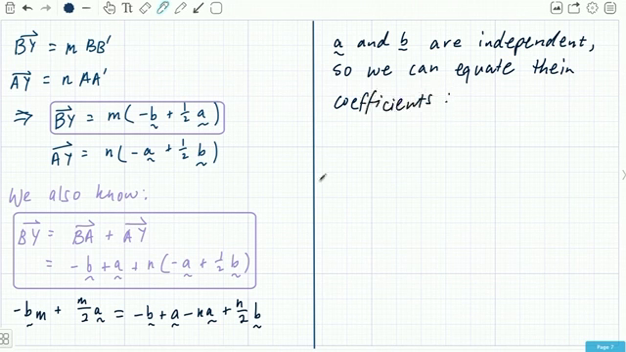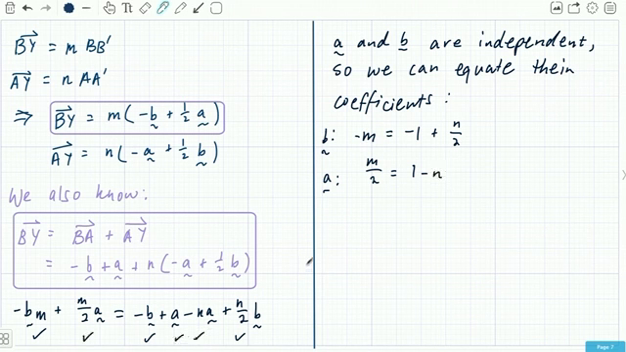So what that means then is that we can equate the coefficients of b. If we look at the coefficients of b on each side, you've got negative m equals, on this side, a negative 1 plus n on 2. So they're all the coefficients of b. So that one, and that one. And we've also got for a, the coefficients are m over 2 equals 1 minus n. So we've equated the coefficients of a.